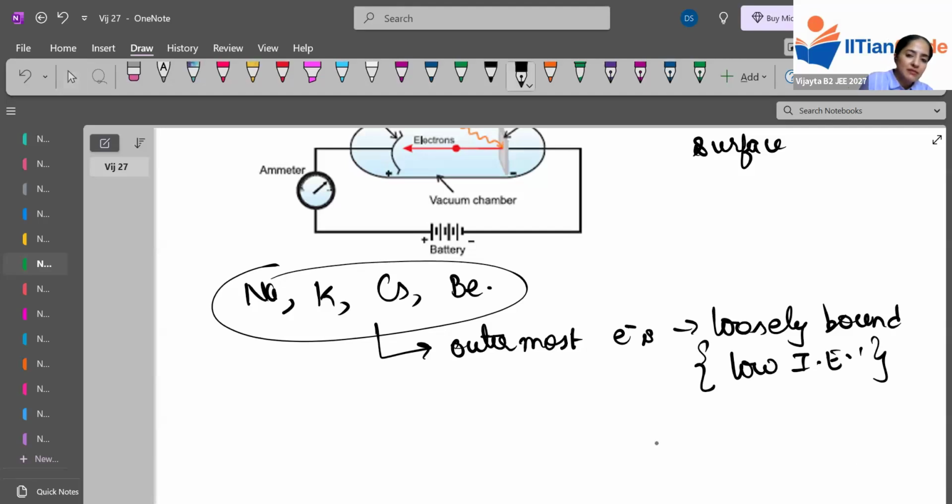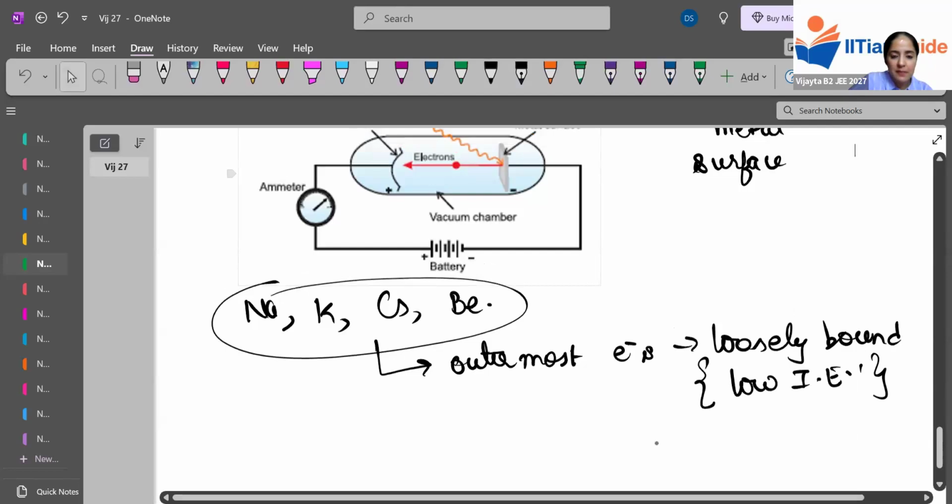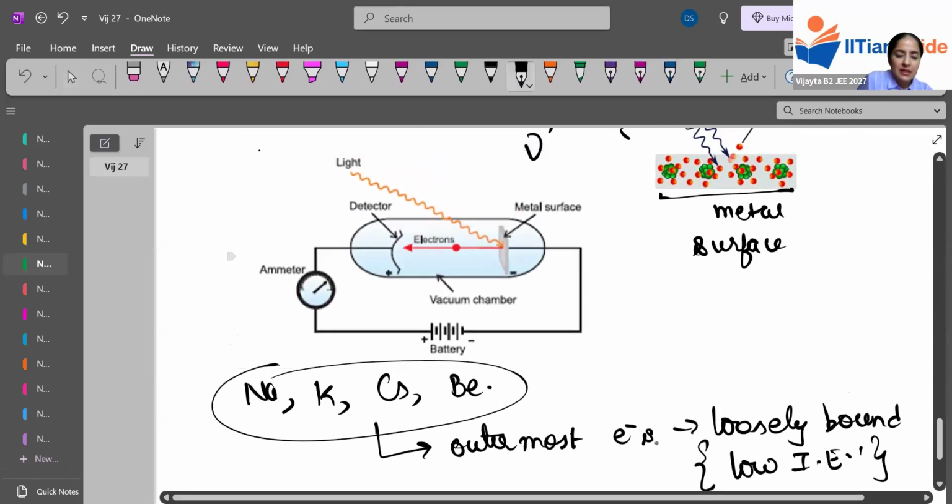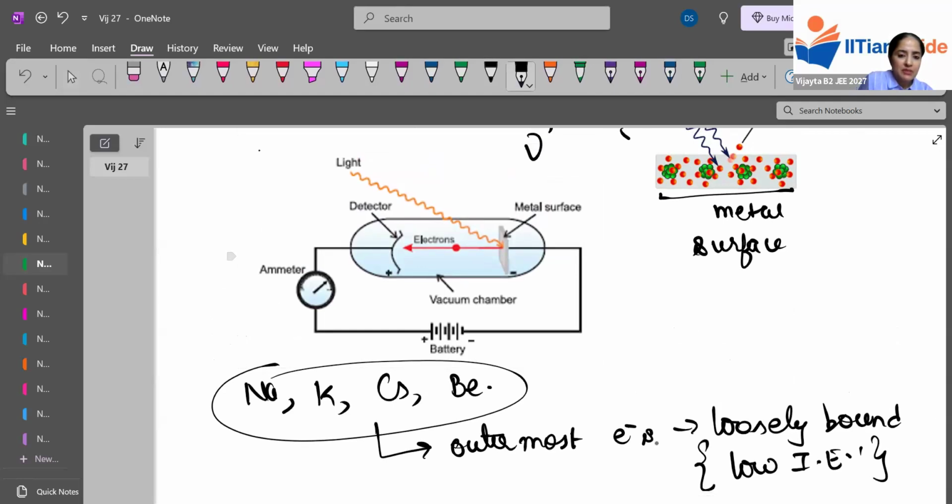So we take such metals. Over here, this is the metal surface. The EM radiation comes here and the electrons are ejected out. There is a detector here, mostly a zinc sulfide detector, which tells you how many electrons are coming out. Those are further detected by the ammeter, and the suitable current is generated.